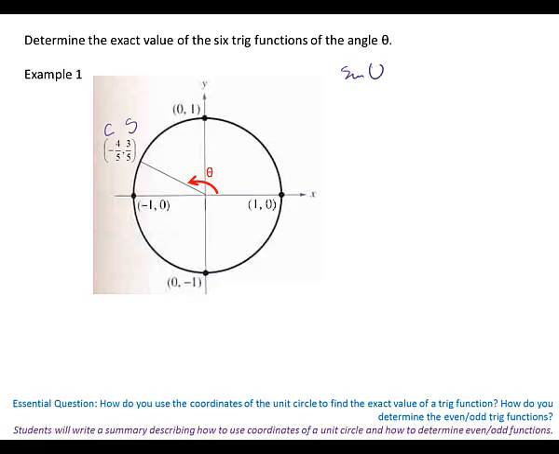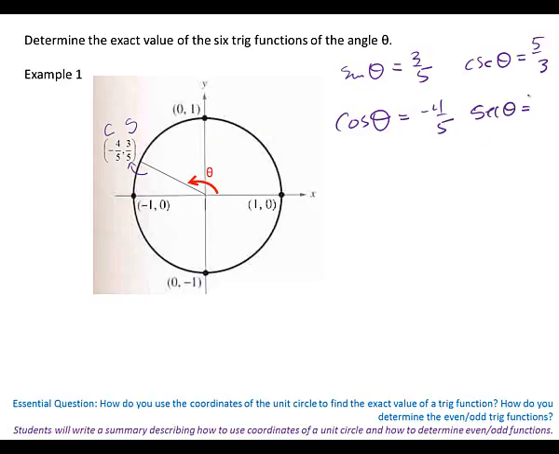So I'm going to write the sine of theta equals what? Just read the y value. 3/5. What do we easily get from sine? Cosecant. So cosecant is going to be what? 5/3. Good. We can also read the cosine right out of there: -4/5. What do we get easily from cosine? Secant. And the secant is what?